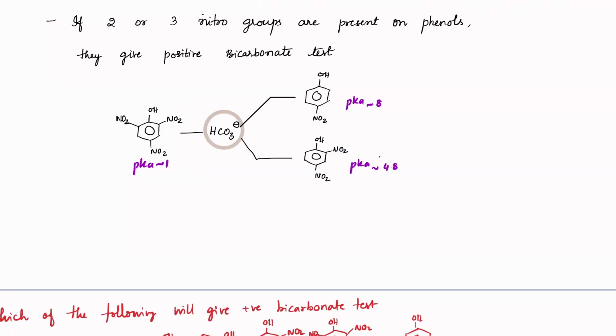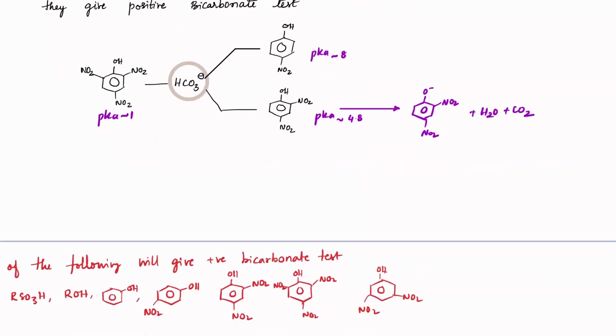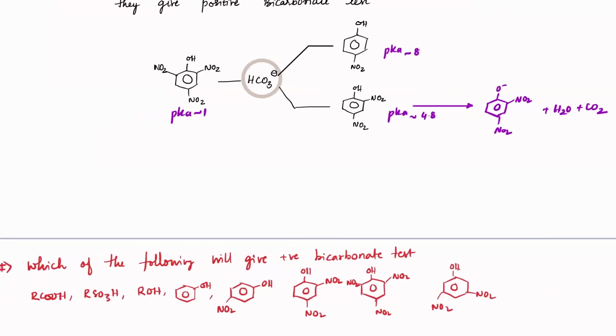That's the reason why, when HCO3 minus is treated with this one, you will get a positive reaction. That means you will get the product as O minus, NO2 and NO2 with H2O and CO2. So carbon dioxide is released, and you'll get the effervescence of carbon dioxide. Here also you will get the same thing, that is, you will get picric acid salt here, with NO2 and NO2, while the other compound is simply H2O plus CO2.